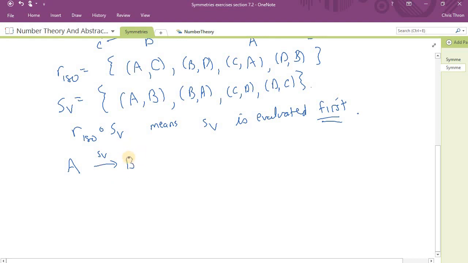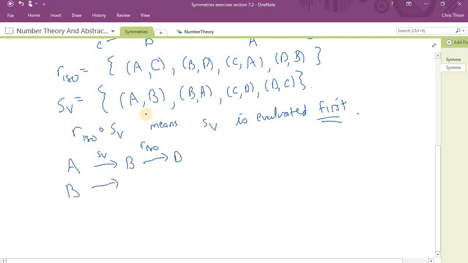All right. But now where does B go? A is now in the position of B, and I know that whatever's in the position of B is going to go to the position of D. So this is going to go to D according to R180. Okay. So I can figure them all out this way. That's where A goes. What does B do?